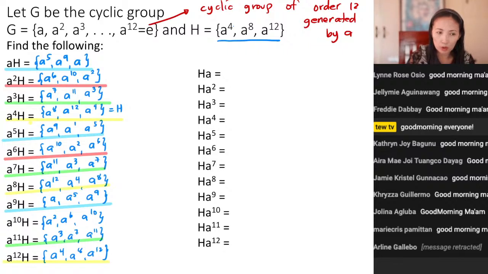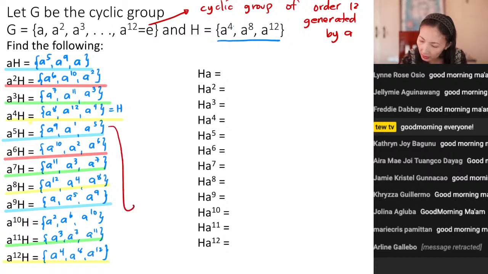Okay. So now you can identify which left cosets are equal. So ito, babalik tayo sa nauna. Ito, repetitions na lang ito. Notice that all of this from a to the 5th hanggang dito ay repetitions lang siya ng naunang 4. Agree?